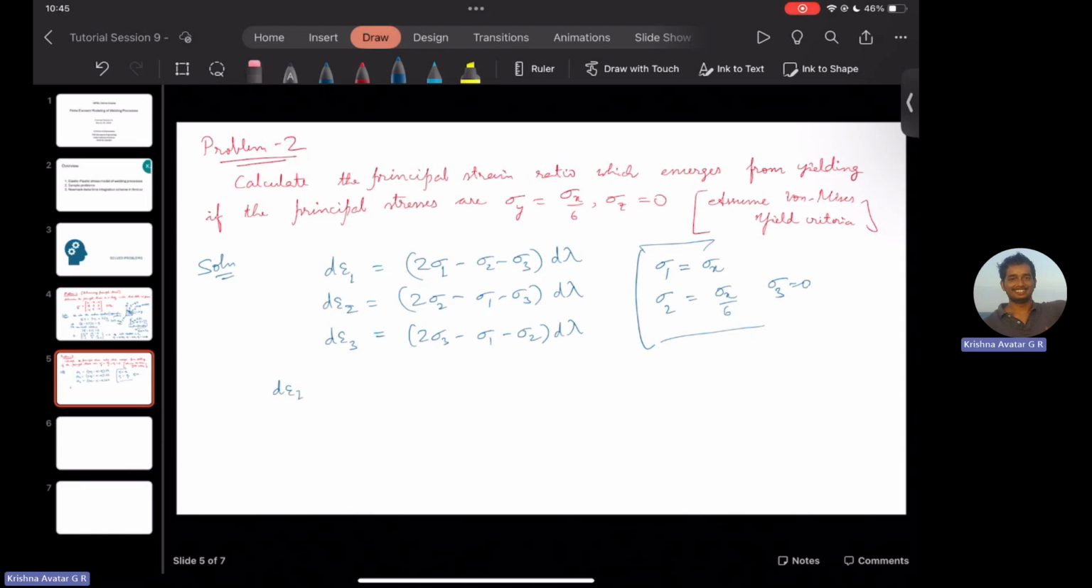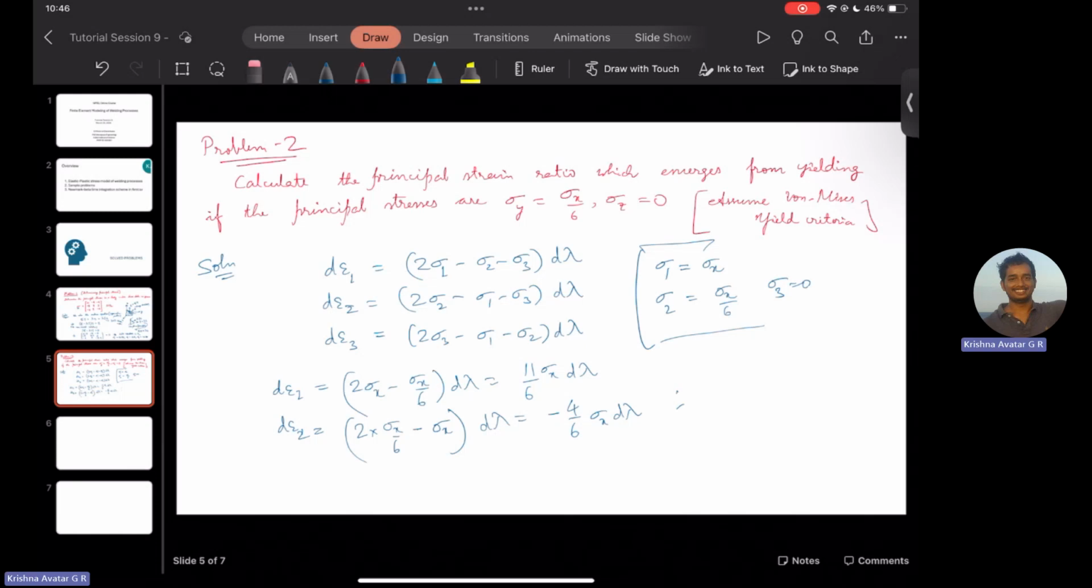we'll have dε1. So dε1 will be (2σx − σx by 6) dλ, and this comes to be 12 by 6 minus 1 by 6, so it's 11 by 6 σx dλ. Likewise, dε2 will be equal to (2 into σx by 6 minus σx, and then minus 0) dλ. Let's keep it as 2 by 6 minus 6 by 6, so it's minus 4 by 6, right? Minus 4 by 6.